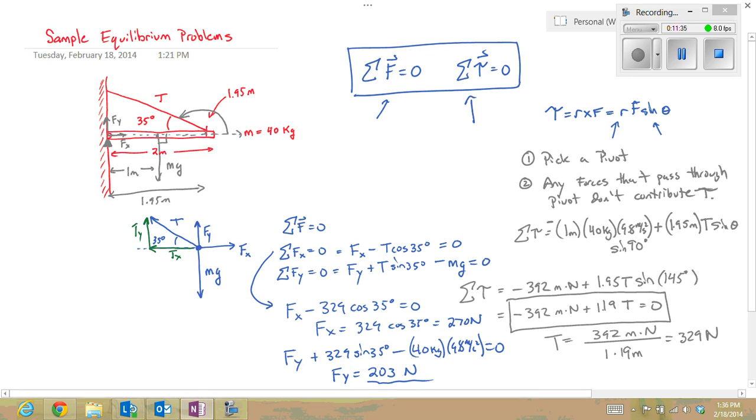The solutions will always work, even if you just pick a direction and stick with it. The positive and negative nature of vectors will come through in the end to tell you whether you're right or wrong. So here's a classic example of an equilibrium problem where you use sum of the forces equal to 0 and sum of the torques equal to 0.